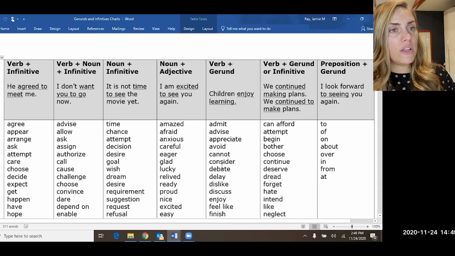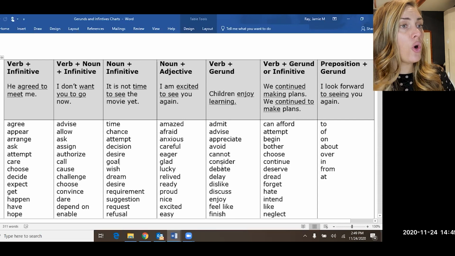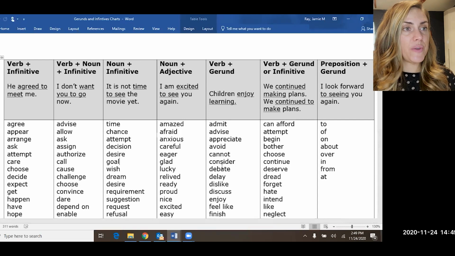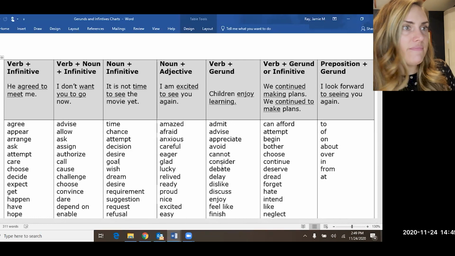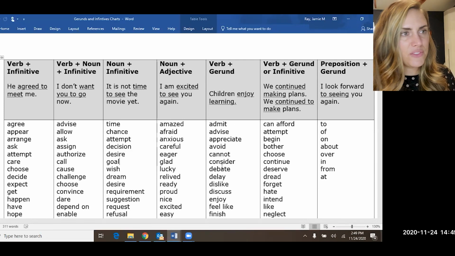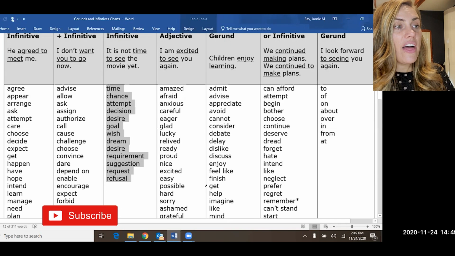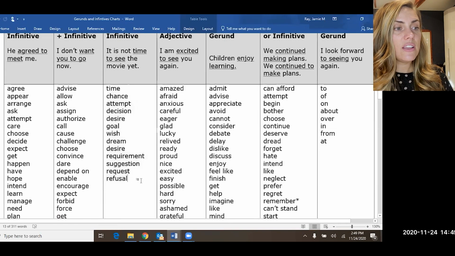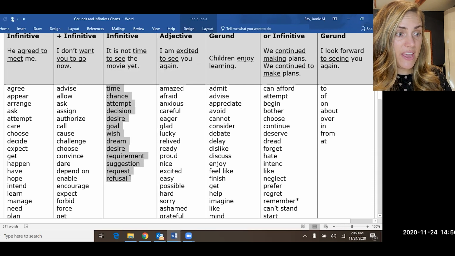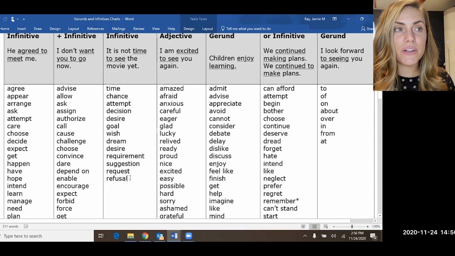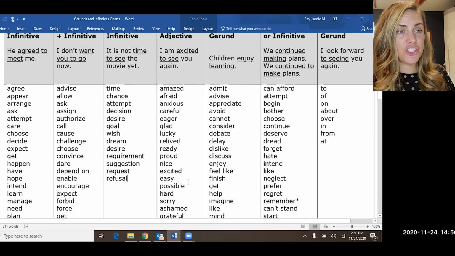My goal, or I have a goal to graduate before I turn 20 or 30 or whatever your age, okay? These nouns take infinitives after them, okay? And there's more, but this is just a list to start with.